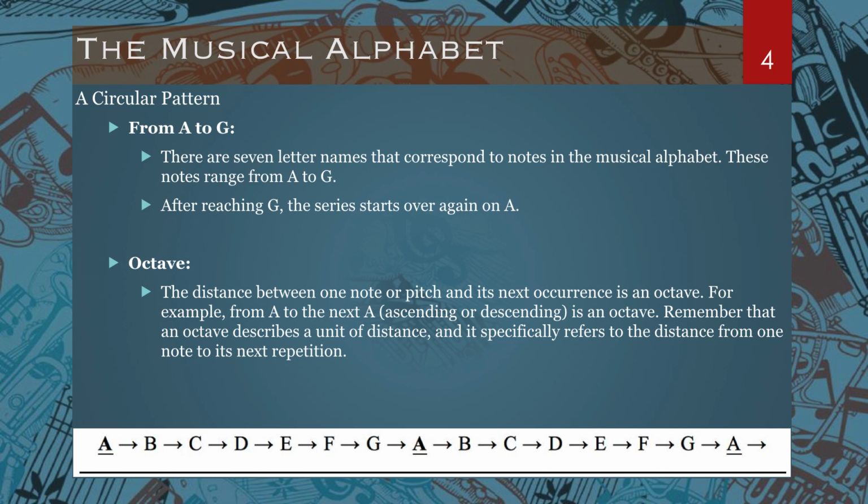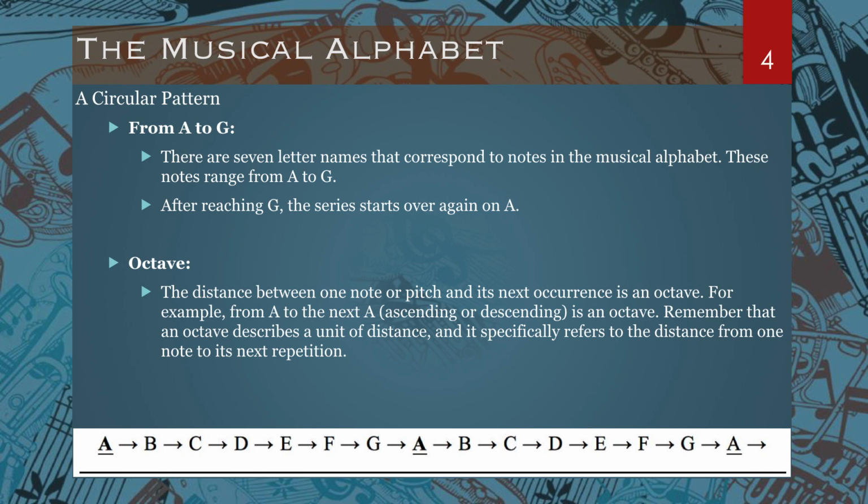Now another concept you really need to understand at this point. It'll make teaching the other concepts much easier if you get this now. The octave is the distance between one note or pitch and its next occurrence. So between A and the next A, either going up or down in pitch, is an octave.